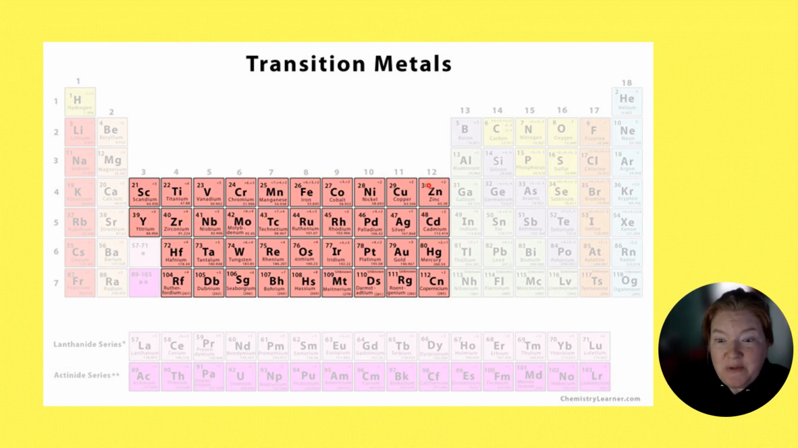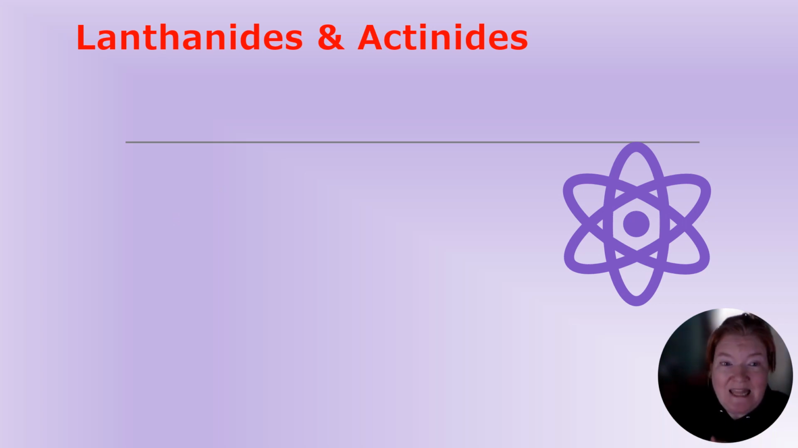So here is where the transition metals are, okay? They're located between the main group elements. Remember, main group is 1 and 2, and then 13 through 18. So here we have transition metals. It also includes the inner transition metals down here that we're going to talk about. So those are the lanthanides and actinides. Okay, they're the inner transition metals.